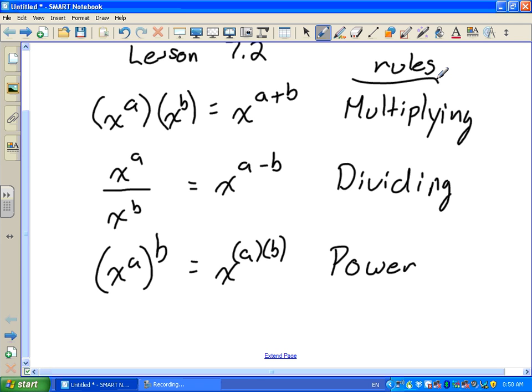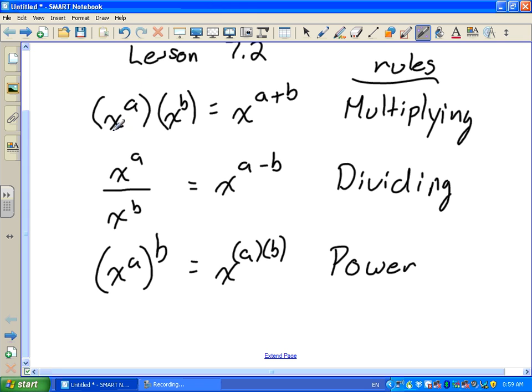There are 3 different types of rules. If you're multiplying two numbers where the base is the same, you can just add their exponents. If you're dividing two numbers where the base is the same, you subtract the exponents. And if you have a number to the power of another power, you multiply the exponent.